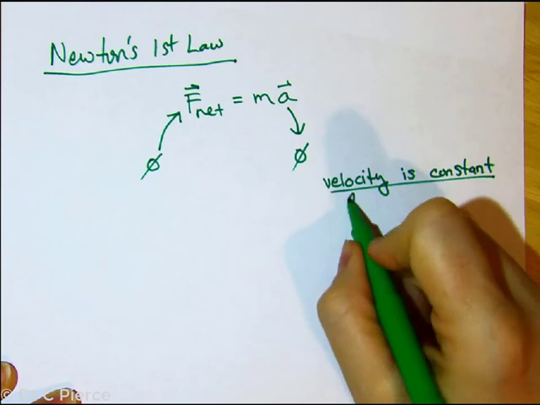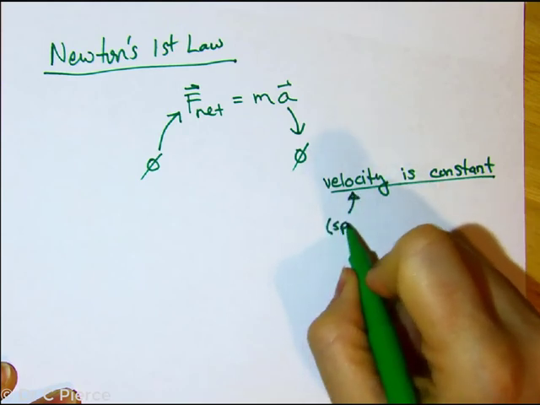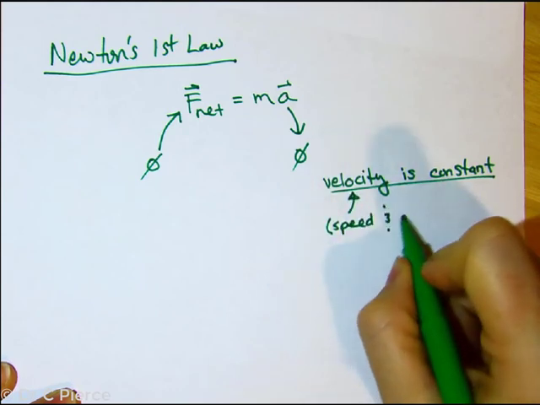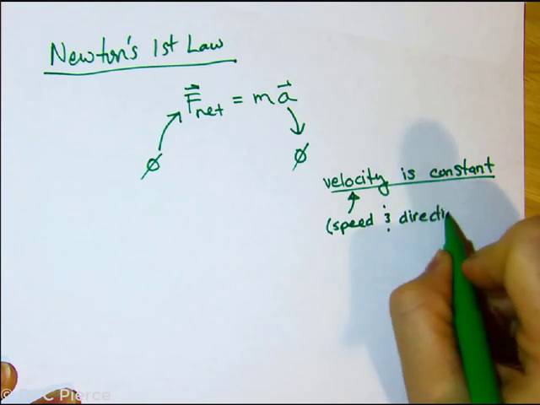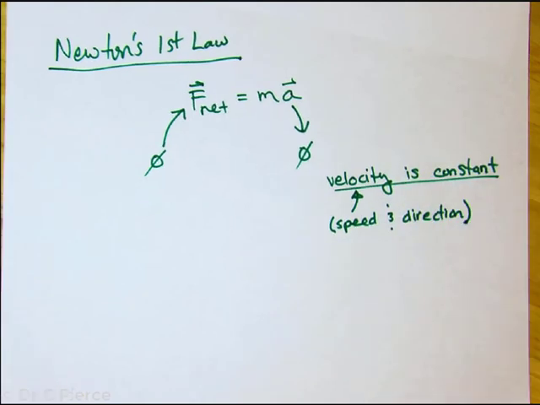And remember, velocity would be its speed and its direction. So if you wanted to do Newton's first law in words, it would basically be that an object will move at a constant speed in a constant direction until a net force acts on it.